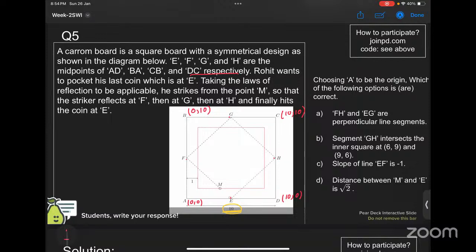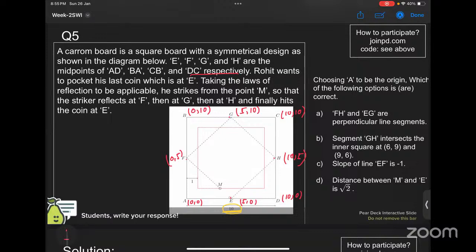And E, F, G, and H are the midpoints. That means 5. So E will be 5, 0. Then F will be 0, 5. G: throughout this line, 10 will be constant, and we will get 5, 10. And H will be 10, 5. Correct. So we have the coordinates of all these points.